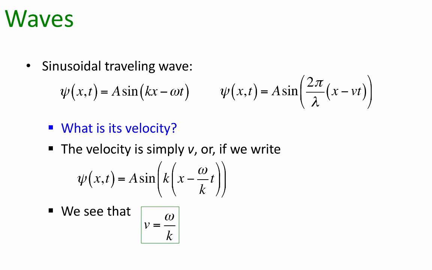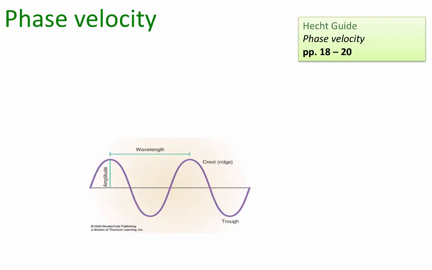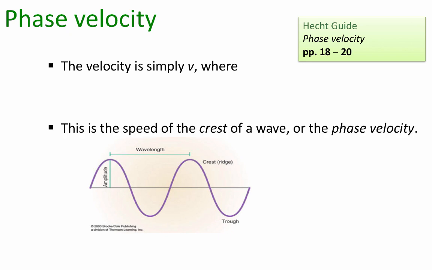Okay, we just did something in a very rough way that I'm now going to describe by discussing phase. So I'm going to tell you a little bit about phase velocity, and I want you to notice where you should look for more detail on phase velocity in Hecht, pages 18 to 20. So phase velocity, what do we mean by phase velocity? Well, we just said the velocity is just v, where v equals omega over k.